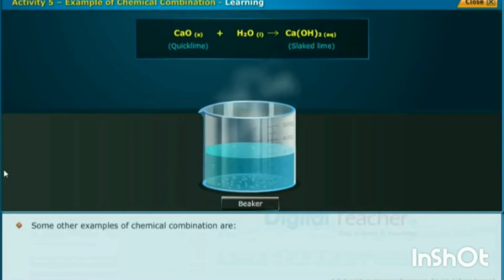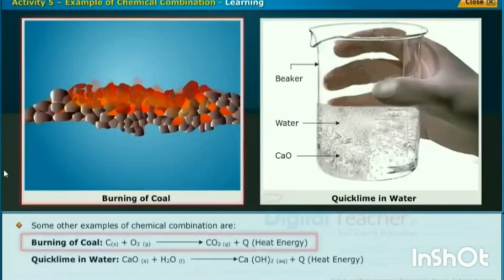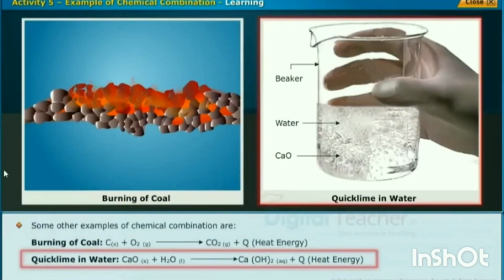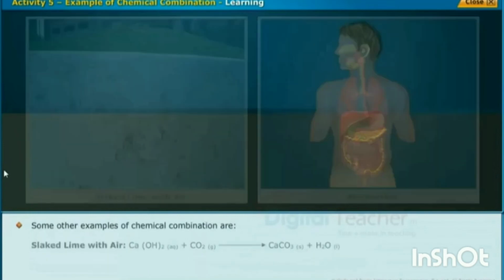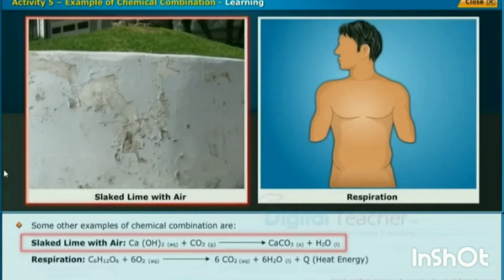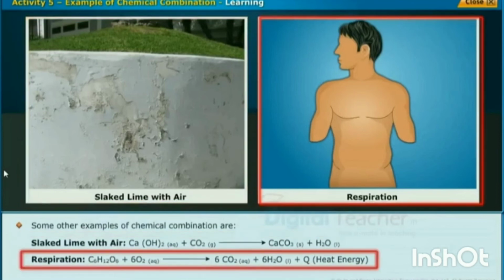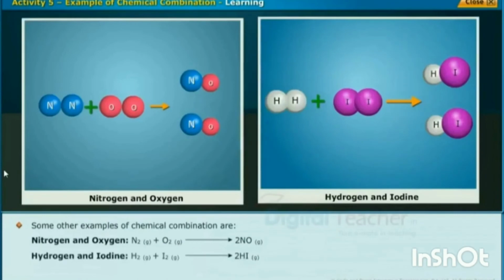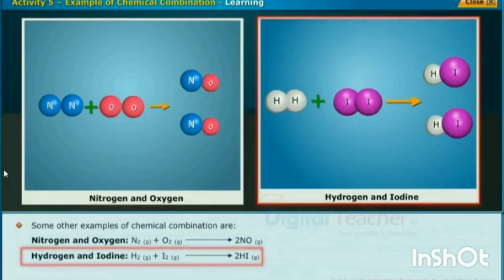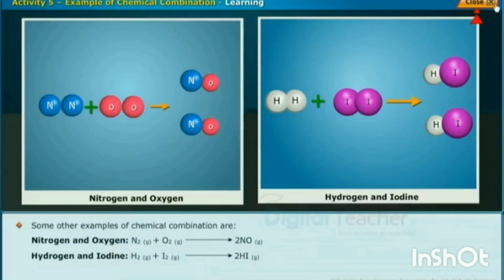Let's see a few more examples of chemical combination. For example, burning of coal, quicklime in water, slaked lime with air. One very important example is respiration. The reaction of nitrogen and oxygen to give nitric oxide, and the reaction of hydrogen and iodine to give hydrogen iodide are few examples of combination reactions.